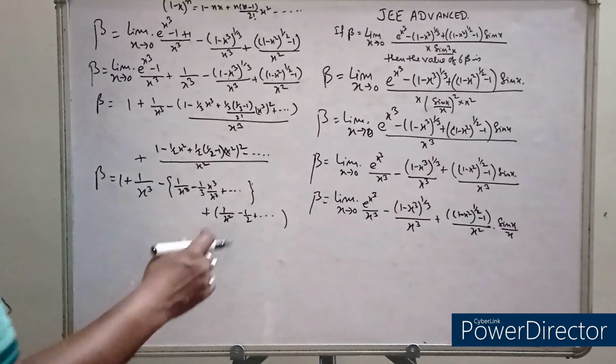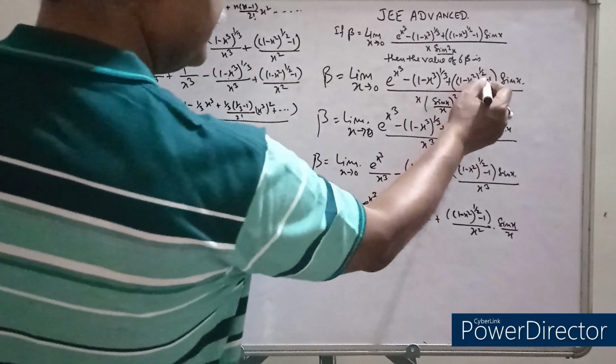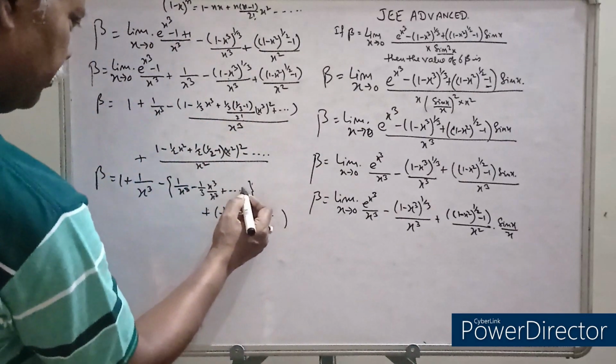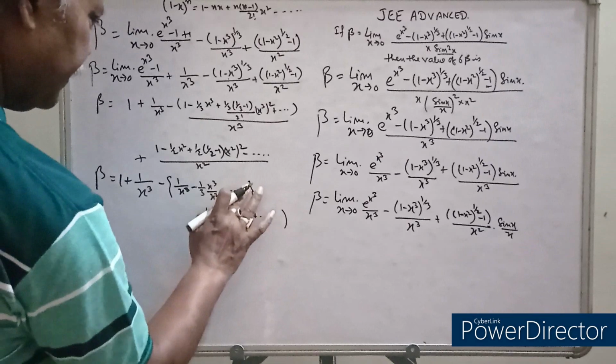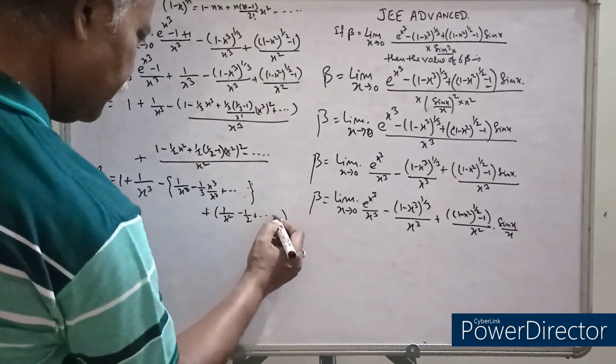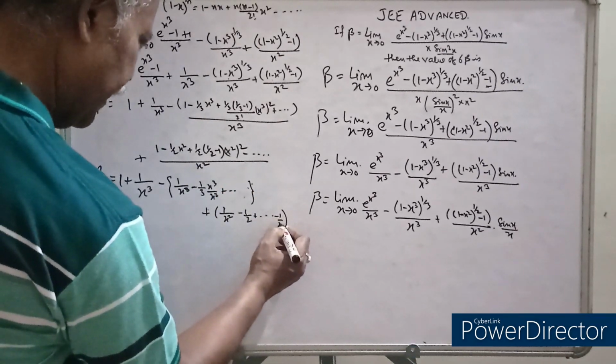So there is one thing missing here, that is minus 1. This will be here at last, that will be minus 1. No, not in this case. In this case, the last term is your minus 1 by x square.